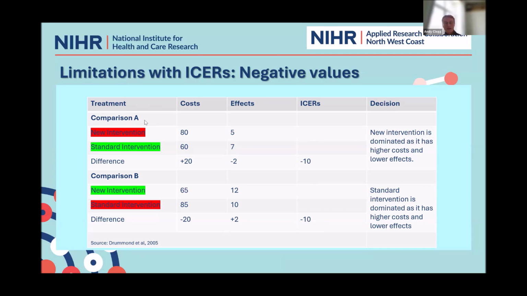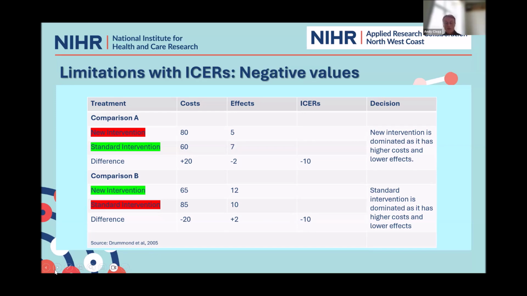The issue associated with that is that in comparison A, you can see that the new intervention, highlighted in red, is at a higher cost than the standard intervention, so 80 compared to 60, and it has fewer benefits, so 5 compared to 7, which suggests that the new intervention is dominated by the standard intervention, giving an ICER of -10. Now in comparison B, it's the reverse. So the standard intervention gives fewer benefits and costs more than the new intervention, which gives -10 as its ICER.